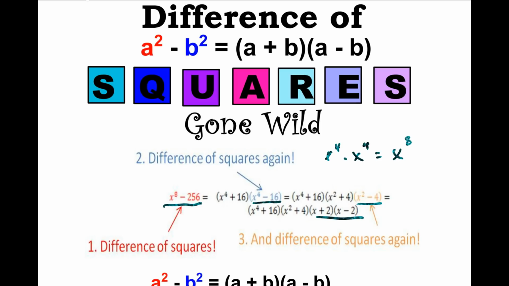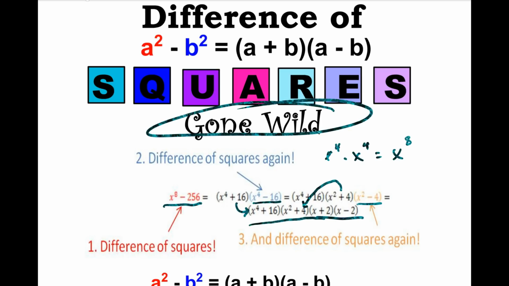So this term came from right here. This term came in right there. And then we factored this term into these. Difference of squares gone wild. All right, so yeah, we're gonna do something like that. Yeah, that's what we're about to do.